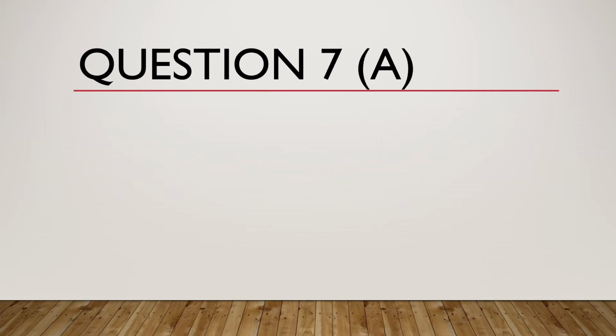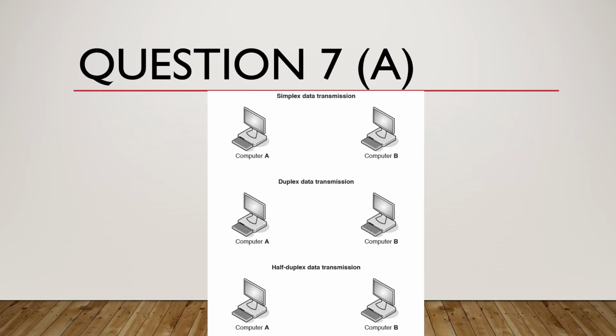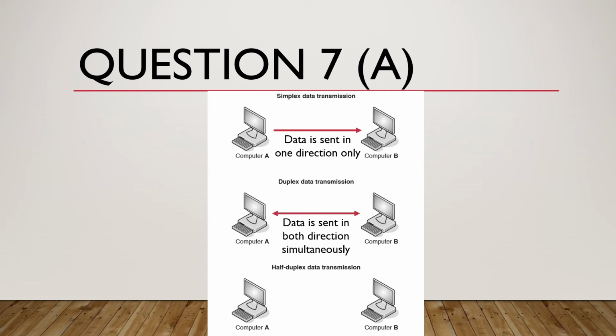Question number 7A. So we had to label and describe these different types of transmission. The first one is simplex, so a single line with a single arrow. So data is sent in one direction only. For duplex, data is sent in both directions simultaneously. And for half duplex, we need to have two arrows since data is sent in both directions but not at the same time.